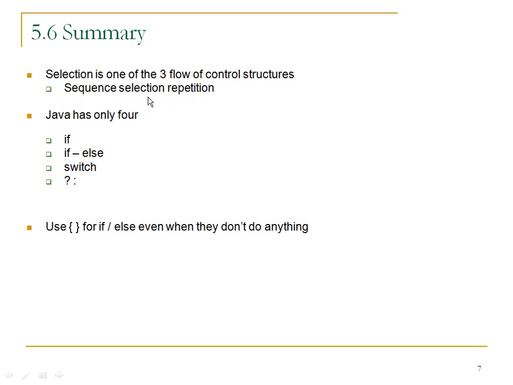Selection is the next one, where you selectively execute some lines of code. And repetition, which is coming up, where we make a loop and repeatedly execute some lines of code. So for selection statements, it's considered that Java has 4 of them. The if statement without an else clause, and then the if-else statement, the switch statement that we looked at with the cases inside, and then the ternary operator, which is like a little tiny if-else.